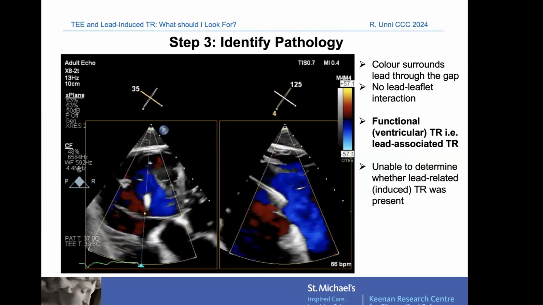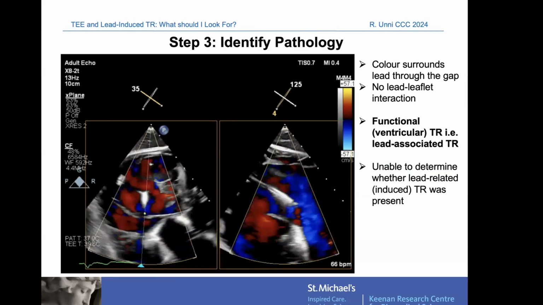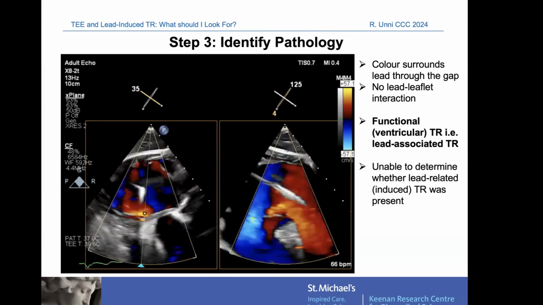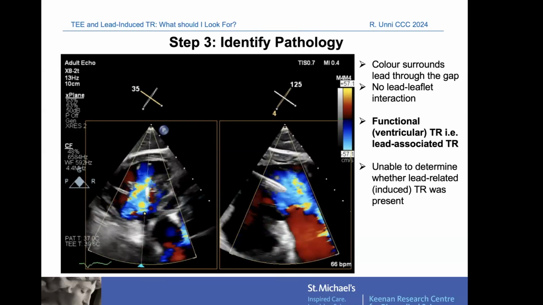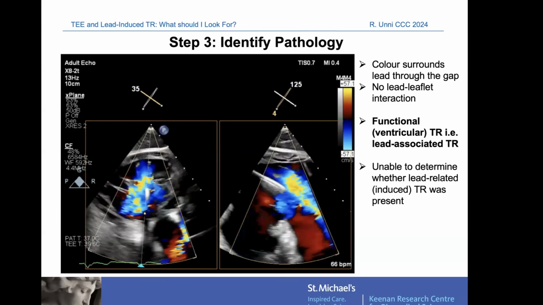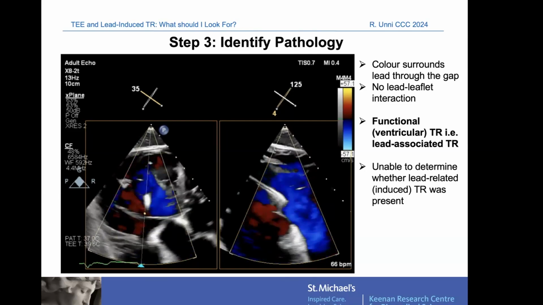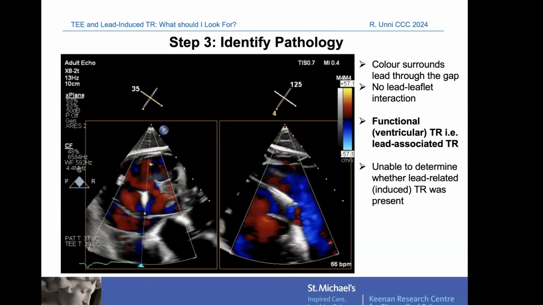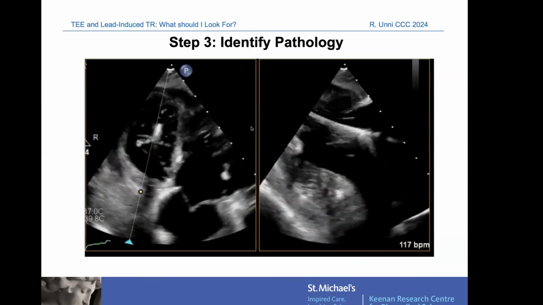As a caveat, and Dr. Leon Point mentions this to us whenever we see this, it can be difficult in the end stages of TR to determine whether lead related or lead induced TR was present, because if you have a lead that pushes against the anterior leaflet causing TR, as the RV remodels, the annulus dilates, the leaflets get pulled apart, and so at some point it can be very tricky to know if that was present at some point. Okay, let's look at more cases.